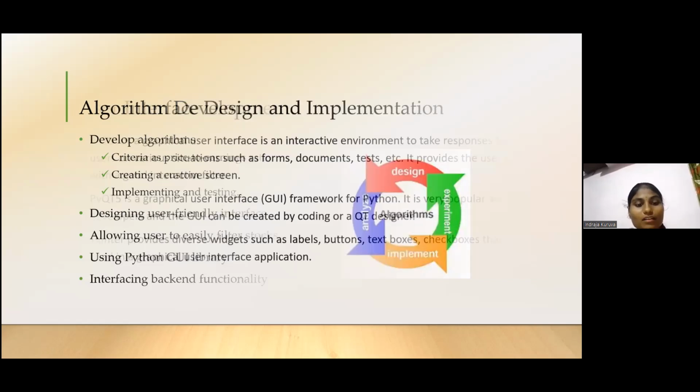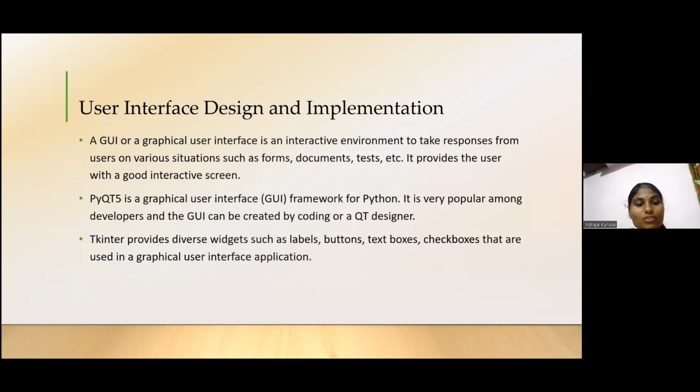User interface design and implementation. In this phase, we will design a user interface for the application that allows users to easily filter stocks based on their requirements. A GUI, or graphical user interface, is an intuitive environment to take responses from the user in various situations with a good interactive screen. We use the PyQt5 Python framework and Tkinter. It provides diverse widgets such as labels, buttons, and text boxes used in graphical user interface applications.